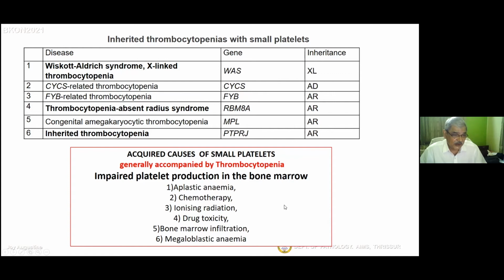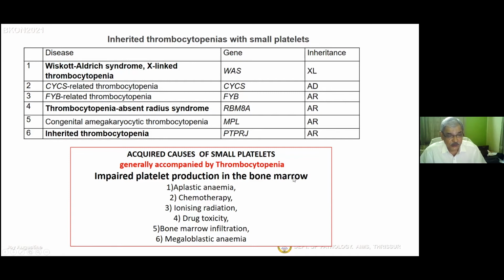Now, lastly but not the least, acquired causes of small platelets. The key factor to remember is that in the presence of thrombocytopenia, small platelets in plenty is a feature of impaired platelet production in the bone marrow.